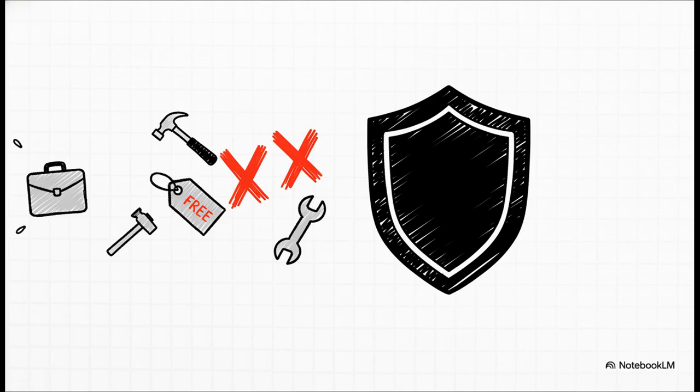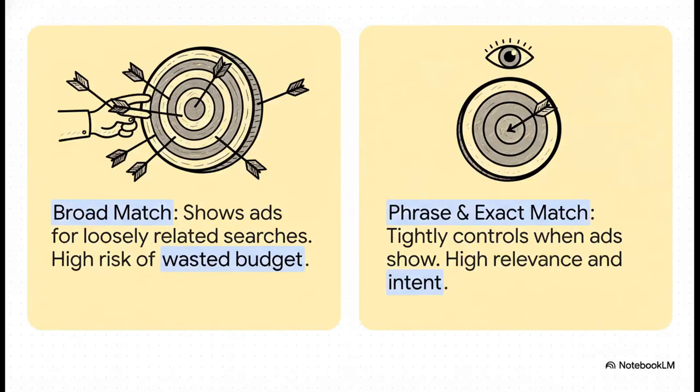This alone can save you thousands. Now, on the flip side of negative keywords are the keywords you actually do want to target. The default setting, broad match, lets Google show your ad for all kinds of loosely related stuff, which is super risky. Instead, you want to start with phrase and exact match. This gives you way more control. It makes sure your ad for emergency roof repair actually shows up for that search, not for something vague like roofing materials.